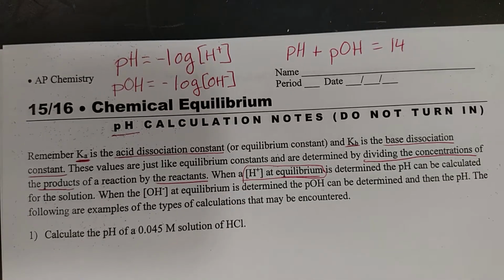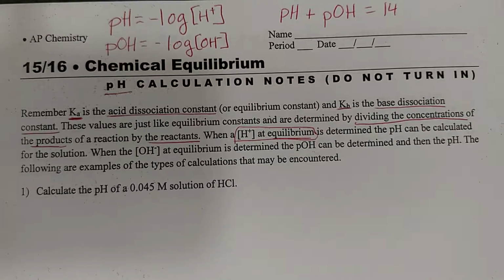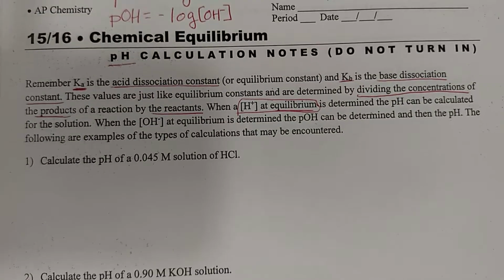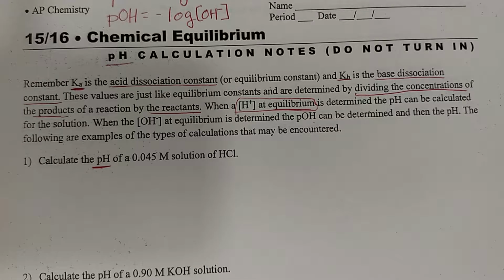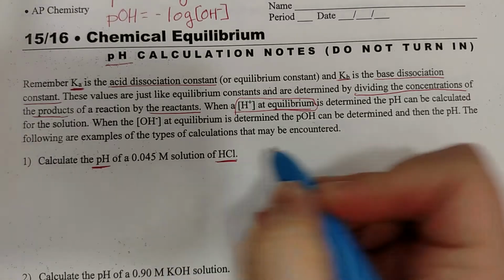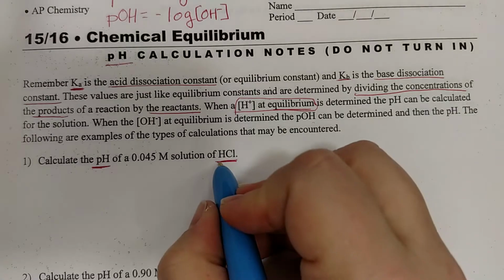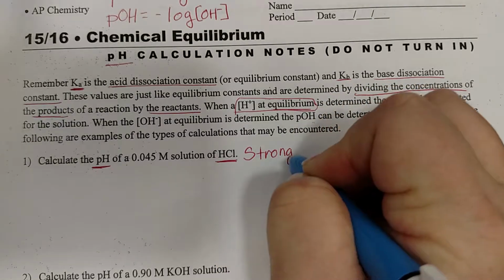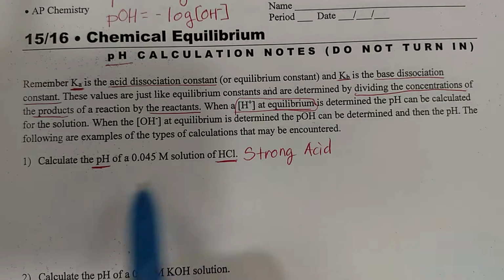The following are examples of the types of calculations that may be encountered. So we're going to take a look at some examples, how we work through these, and give you some tips along the way. So number one says to calculate the pH, so we're looking for pH, of a 0.45 molar solution of HCl. So the first thing we want to recognize in these questions is look at our chemical and decide is it an acid or a base, and if it's strong or weak. This, hopefully you recognize as a strong acid, the most common strong acid, I'd say. So we have that.